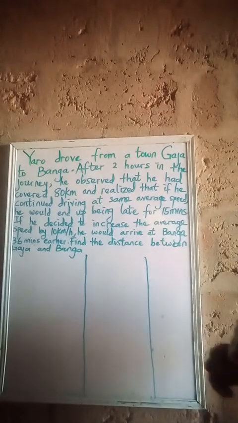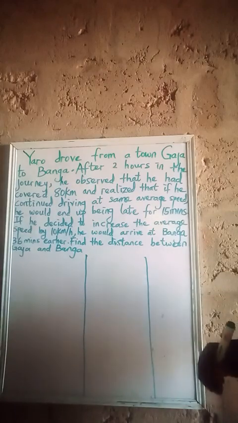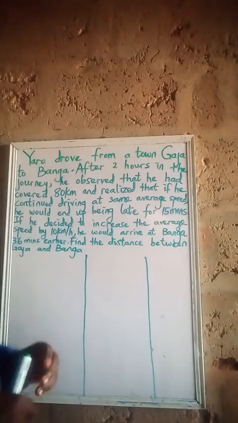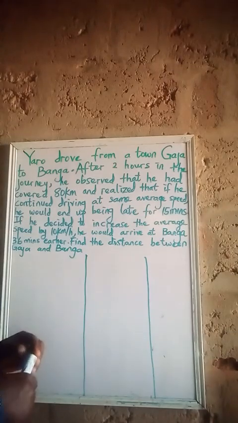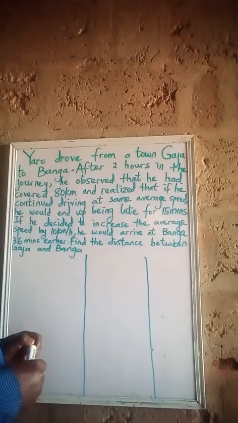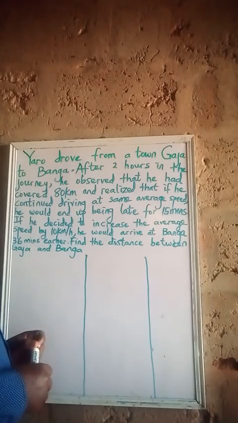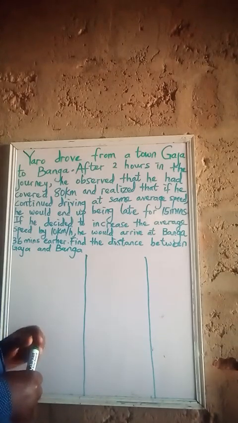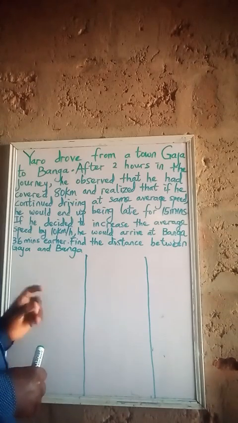According to the question on the board, we have to find the distance between Gaja and Banga. There are two statements for us to make use of. The first one: Yaro drove from a town, Gaja, to Banga. Then after 2 hours in the journey, he observed that he had covered 80 kilometers.